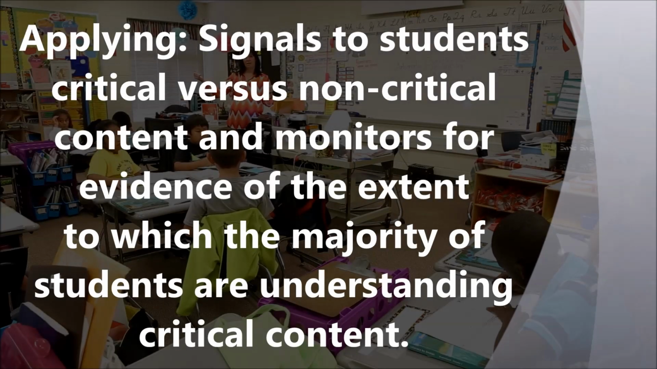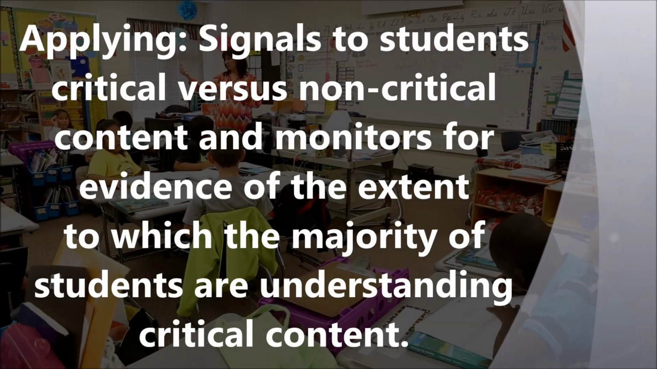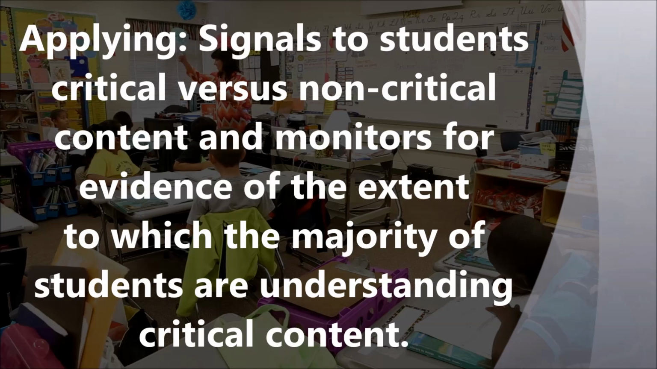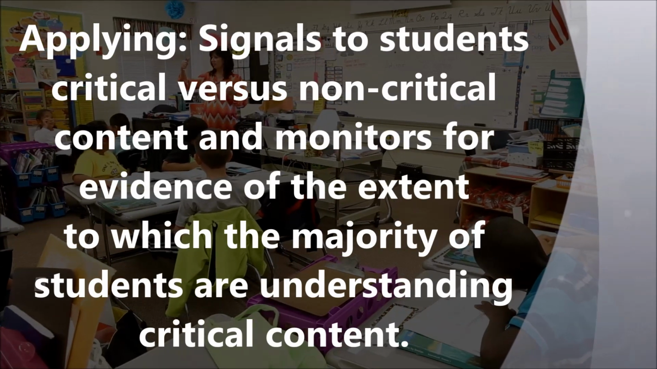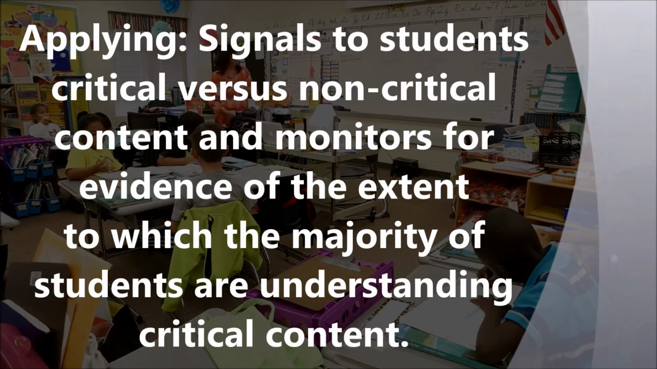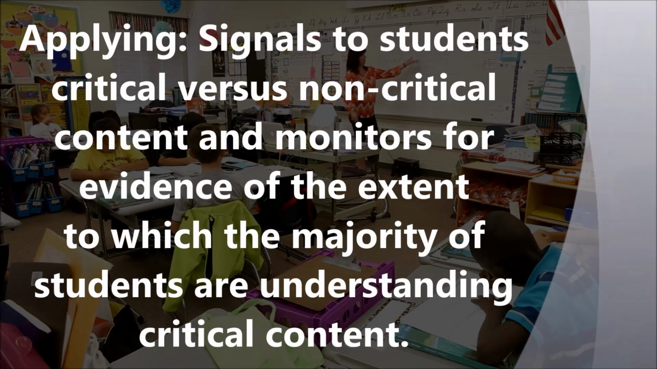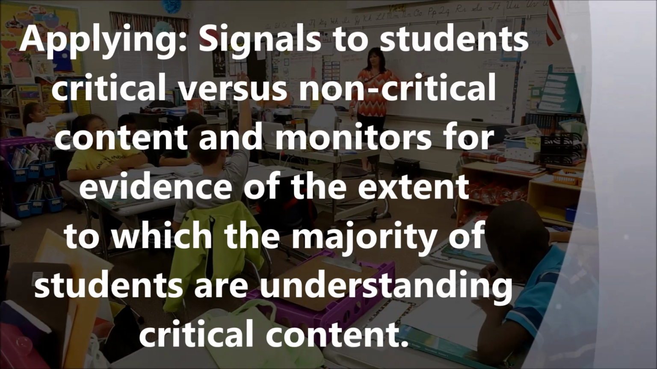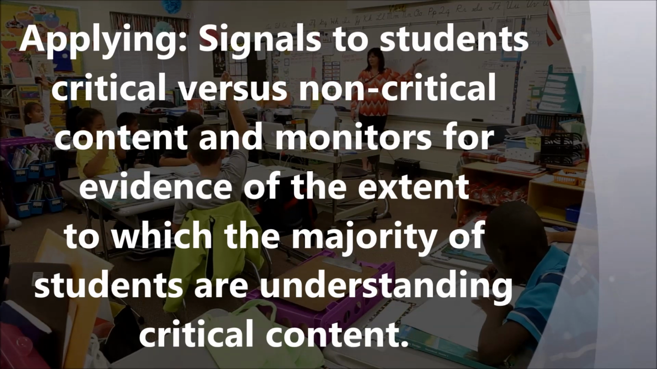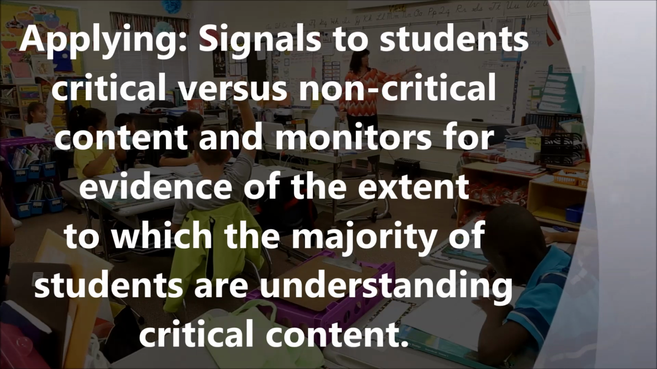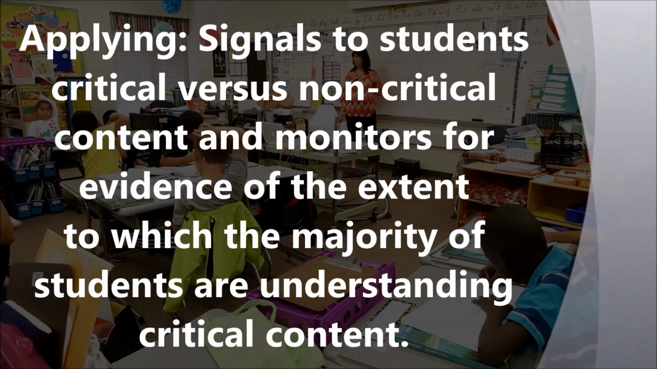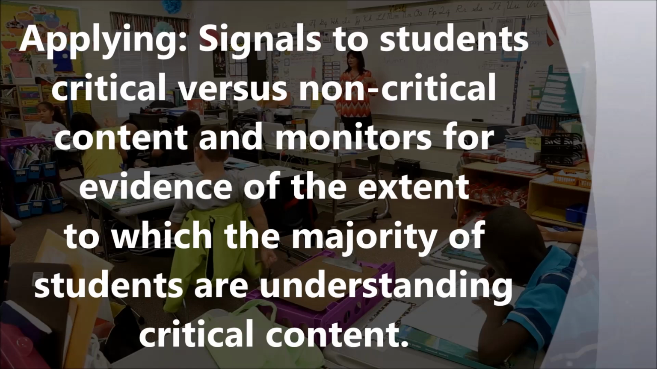In the next clip, our teacher demonstrates an implying level. She has the students identify the critical content and underlines it. She also has the students use the graphic organizers, this time to create their own visual. As she monitors students by walking around and checking their work in progress, she takes the time to ensure students are understanding the critical content.